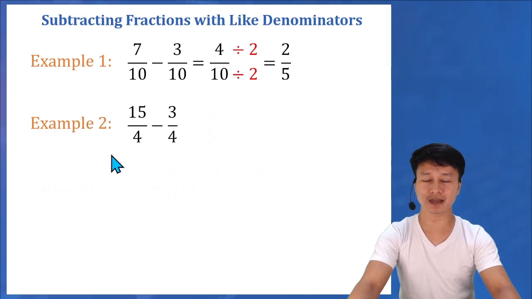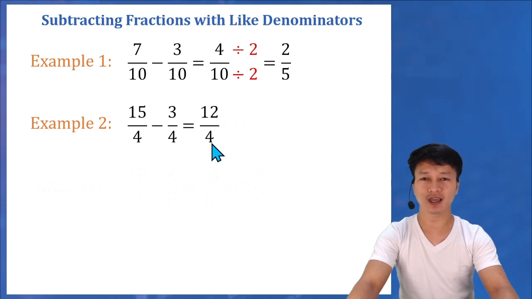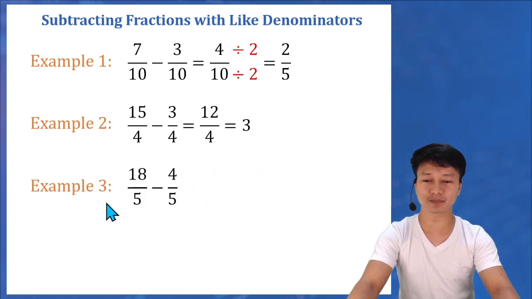Next, we have example number 2. We have 15 over 4 minus 3 over 4. And again, these two fractions are similar fractions because they have the same denominator, and so we can subtract their numerators directly. So we have 15 minus 3, that gives us 12, over the common denominator 4. And since we know that 12 over 4, or 12 divided by 4, is 3, the final answer is 3.